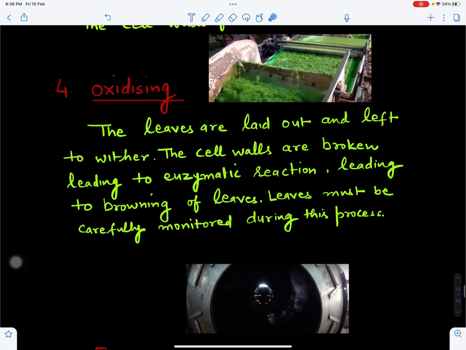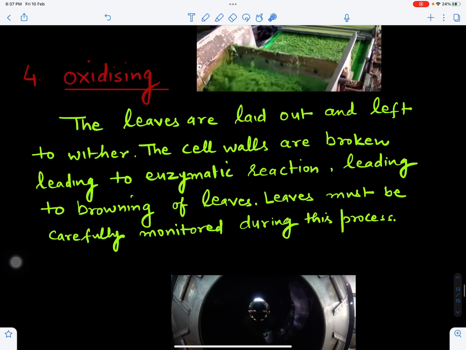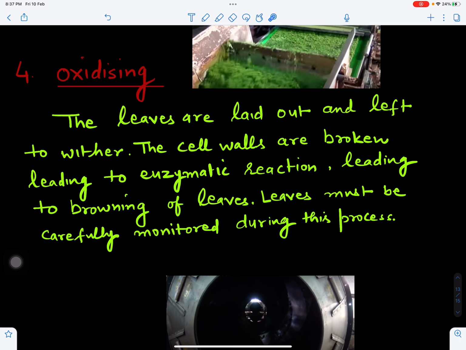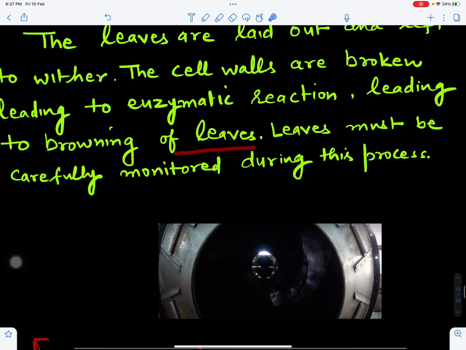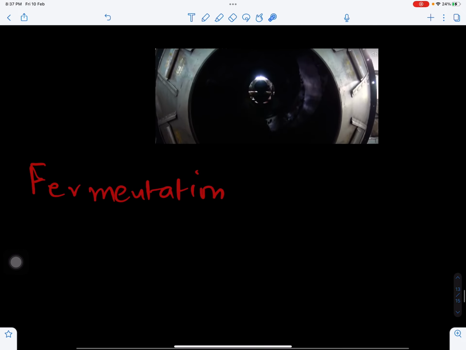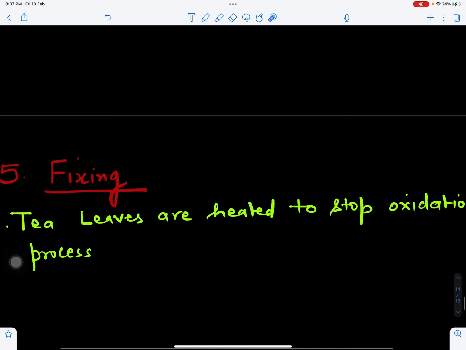The next step is oxidizing or fermentation. They are put into a special machine where the withered and bruised leaves undergo an enzymatic reaction. The enzyme polyphenol oxidase will act on it. This will lead to the enzymatic reaction and turn the leaves brown in color. When the leaves turn brown, they must be carefully monitored. It should not be over fermented. It should not be under fermented. So proper fermentation is done. This oxidizing is also called fermentation.